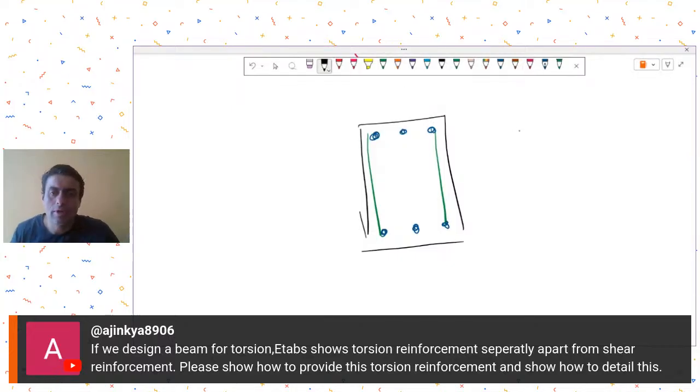So whatever torsion reinforcement you get from your ETABS output, it is only for these two outer legs. So only two outer legs contribute to torsion. Okay.